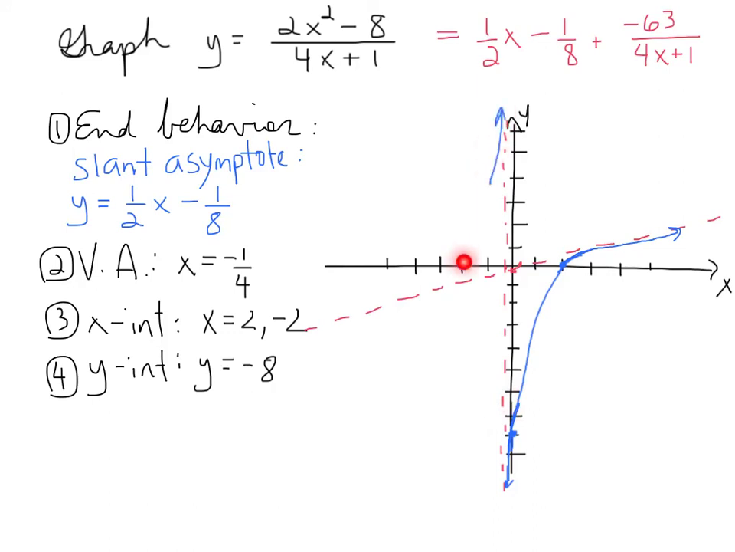Okay, almost done. This 0 is multiplicity 1, so I know the graph pierces. And then it has to follow the slant asymptote on this side. Okay, so this here is a very rough sketch of the graph of this function.